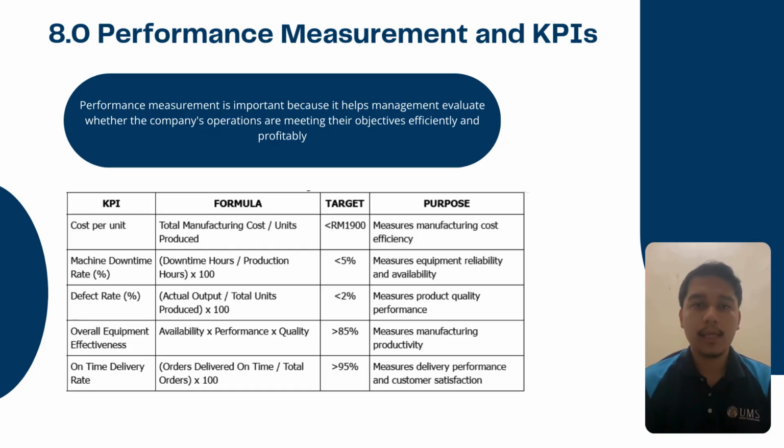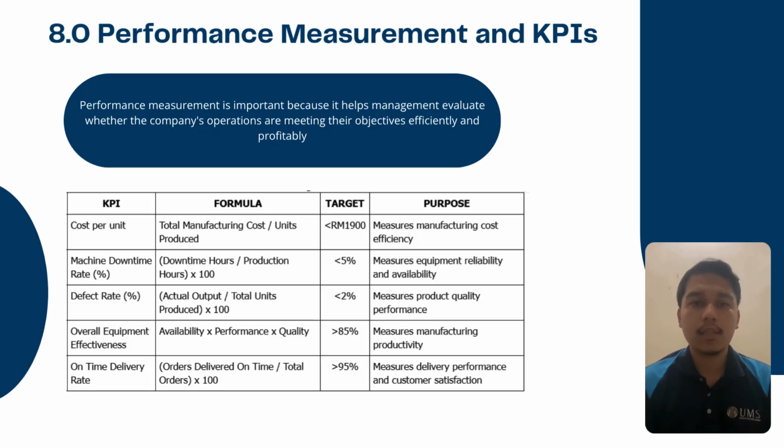The second KPI is machine downtime with a target of less than 5%. Reducing downtime increases equipment availability and improves production capacity. The third KPI is defect rate, with a target below 2%. A lower defect rate reduces material wastage, rework costs, and warranty claims while improving product quality. The fourth KPI is on-time delivery rate, with a target above 95%. This KPI reflects the company's ability to meet customer requirements and maintain customer satisfaction.